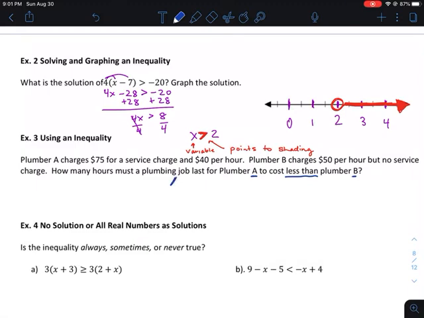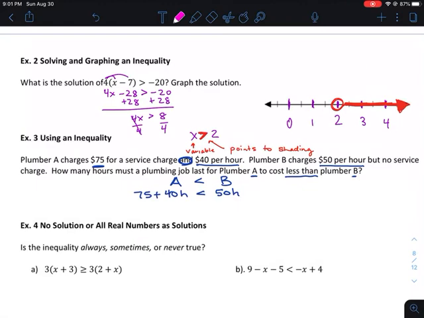So when I set up my inequality, I'm going to give myself a little hint. A is less than B. And if I go back and take a look, it says plumber A charges $75 and adding $40 per hour. So I have plumber A is going to be 75 plus 40, and maybe we'll use H for hours. That is going to be less than plumber B. Well, what does plumber B do? Plumber B is just $50 per hour, so we just have a 50H. And they want us to know how many hours must a plumbing job last for plumber A to cost less than plumber B. That means I'm going to go about solving it.